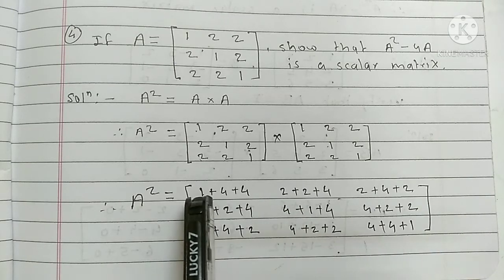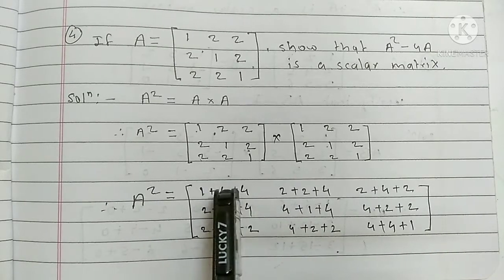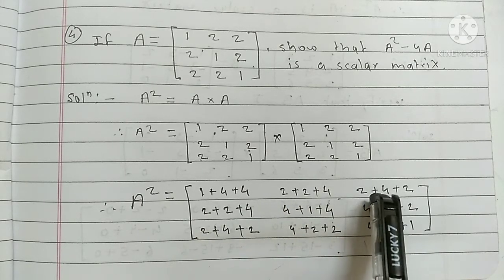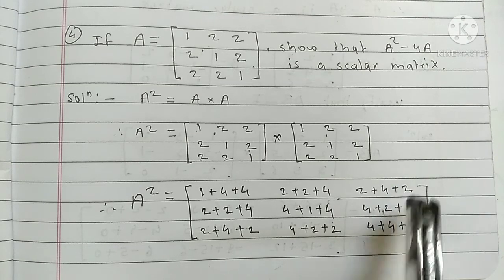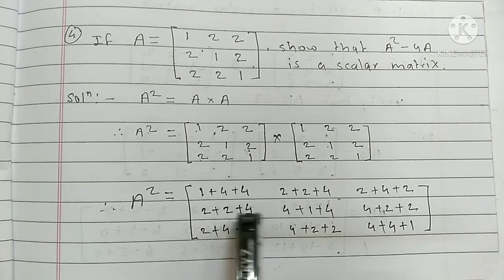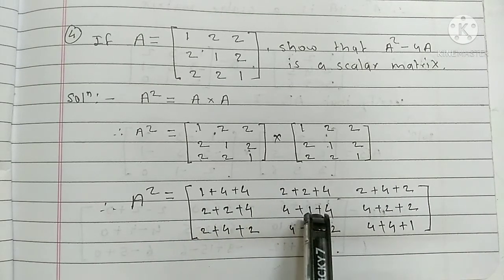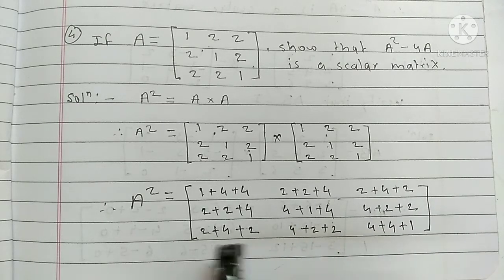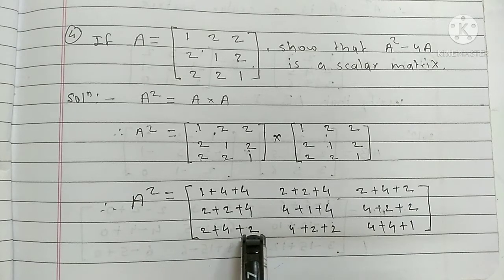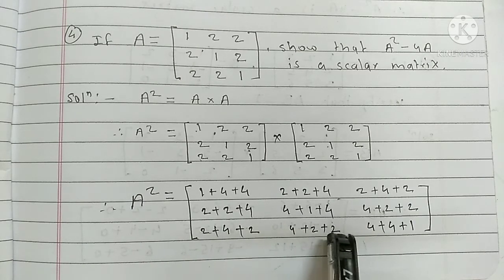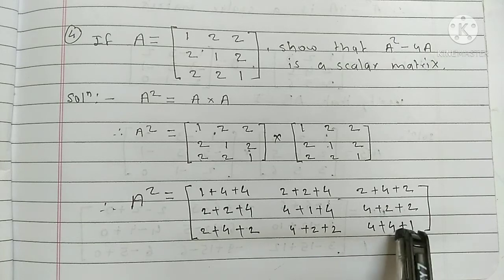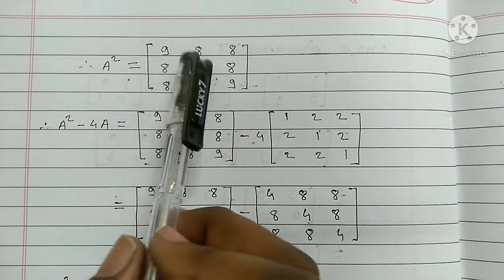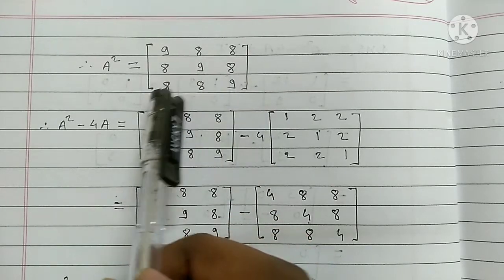So here 1 plus 4 plus 4 is 9. Then 2 plus 2 plus 4 is 8. 2 plus 4 plus 2 is 8. Here 2 plus 2 plus 4 is 8. 4 plus 1 plus 4 is 9. 4 plus 2 plus 2 is 8. 2 plus 4 plus 2 is 8. 4 plus 2 plus 2 is 8. 4 plus 4 plus 1 is 9. So A square is 9 8 8, 8 9 8, 8 8 9.